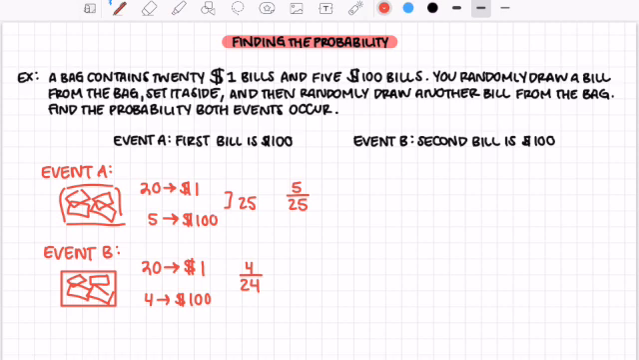Once I have my 2 events made, I just have to multiply them together. So I'm going to multiply 5/25 times 4/24, which would just be 1/5 times 1/6, and that equals 1/30. And so that would be my probability, which would be about 0.033.